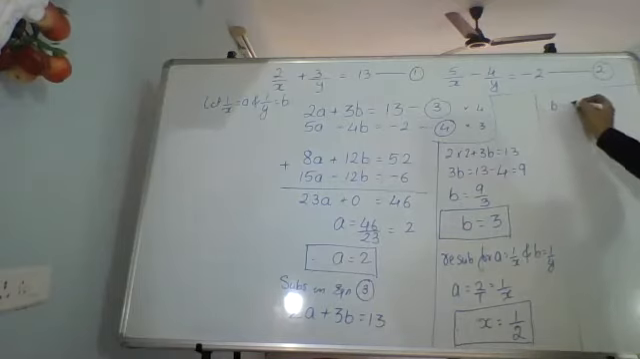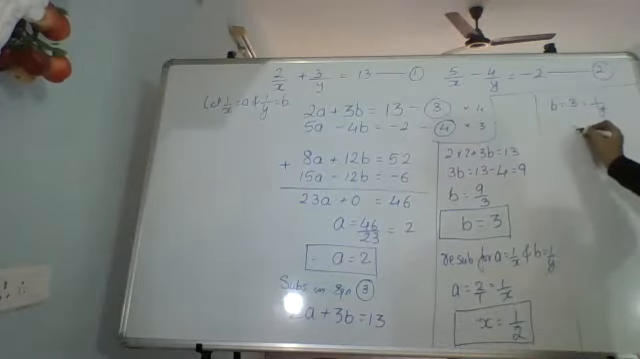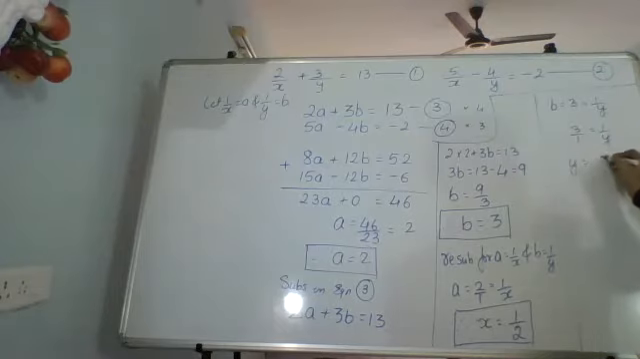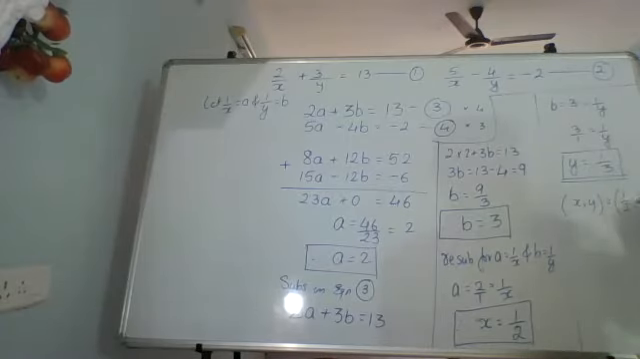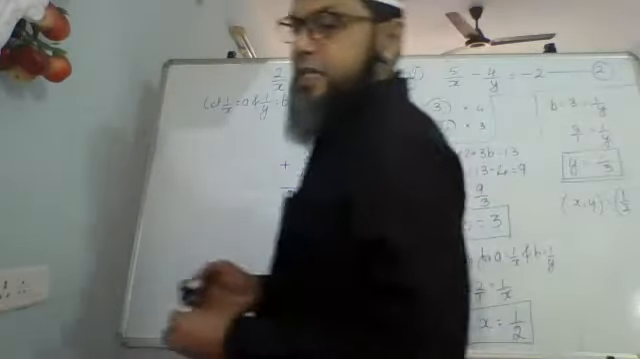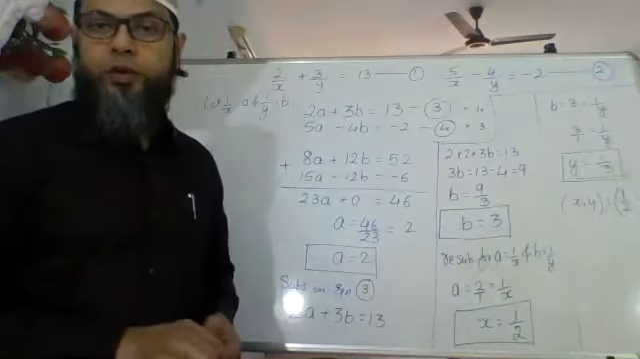b equals 3 equals 1 upon y. Therefore, 3 upon 1 equals 1 upon y. y equals 1 upon 3. This is your final answer. x, y equals 1 upon 2, 1 upon 3, and not a equals 2 and b equals 3. Don't leave it as a equals 2 and b equals 3.